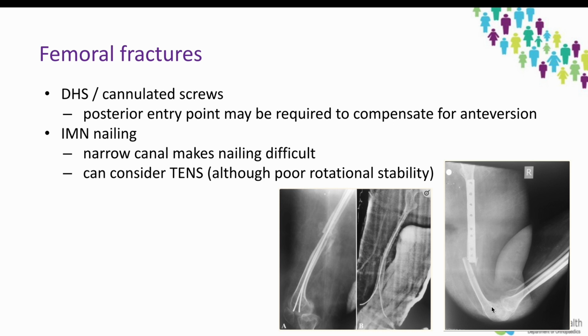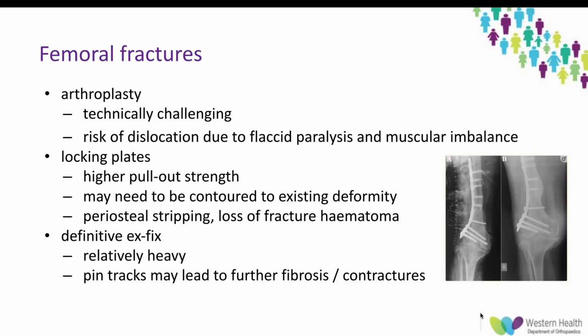On the pictures on this slide, you can see that there's a patient that had a previous femoral shaft fracture fixed with a plate and a periprosthetic fracture, and it was treated with TENS and a cast. Arthroplasty for subcapital fractures is technically very challenging, and there is an increased risk of dislocation due to flaccid paralysis and muscular imbalance.